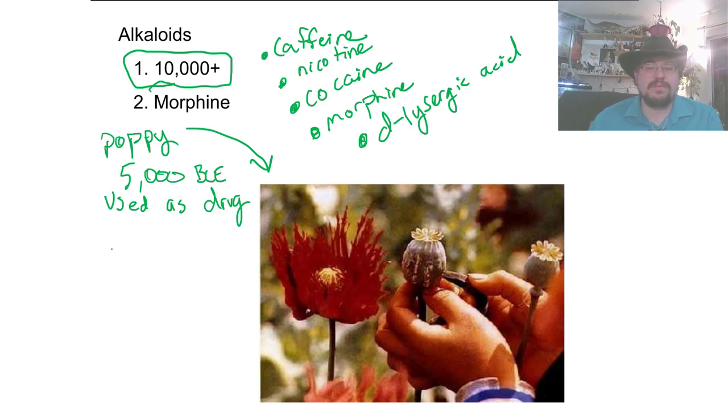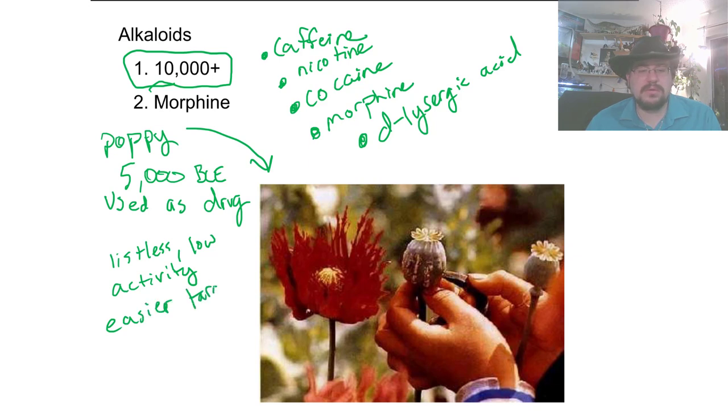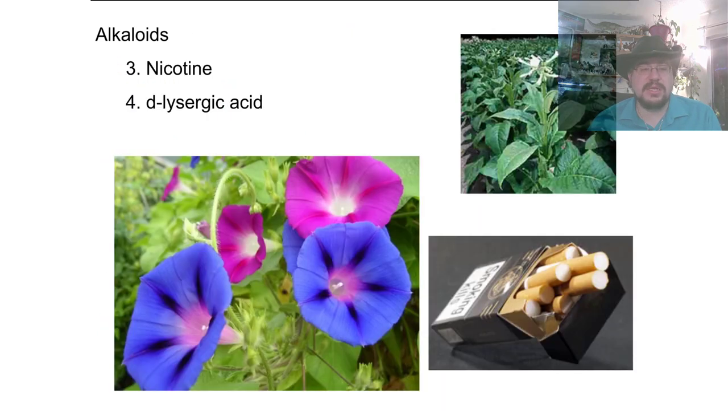It's not that the morphine buildup in poppies basically causes herbivores that eat it to become a little listless and a little low on activity levels. And it makes them easier targets to their predators. So that's the hypothetical deterrence model for why the poppy produces morphine. So that herbivores that eat the poppy become listless and get low activity levels and become easier predator targets. So that's kind of neat.